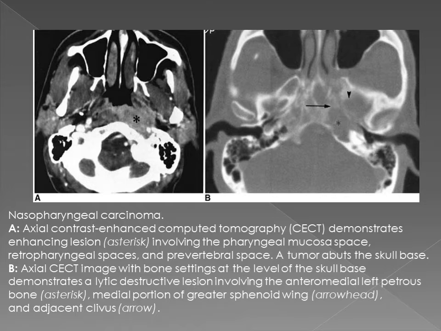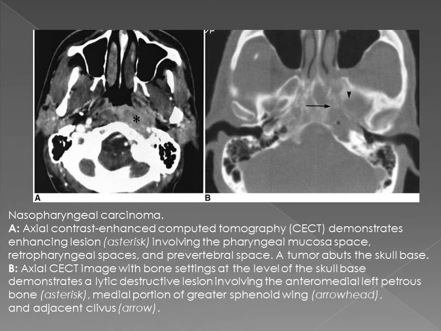So this is a nasopharyngeal carcinoma, and at image number A, this is a contrast enhanced axial study, showing this swelling with this mark over it at the nasopharynx. It demonstrates this lesion involving the pharyngeal mucosal space and the retropharyngeal space and the prevertebral space. The tumor makes an abutment or impression at the skull base on this one.